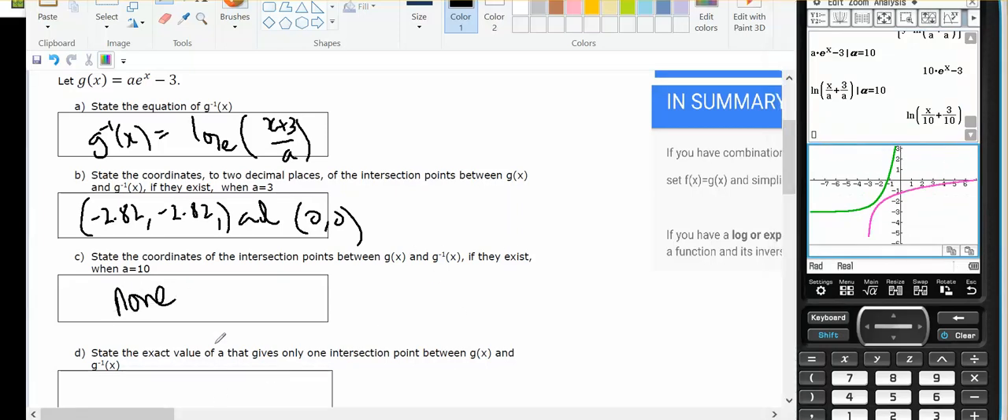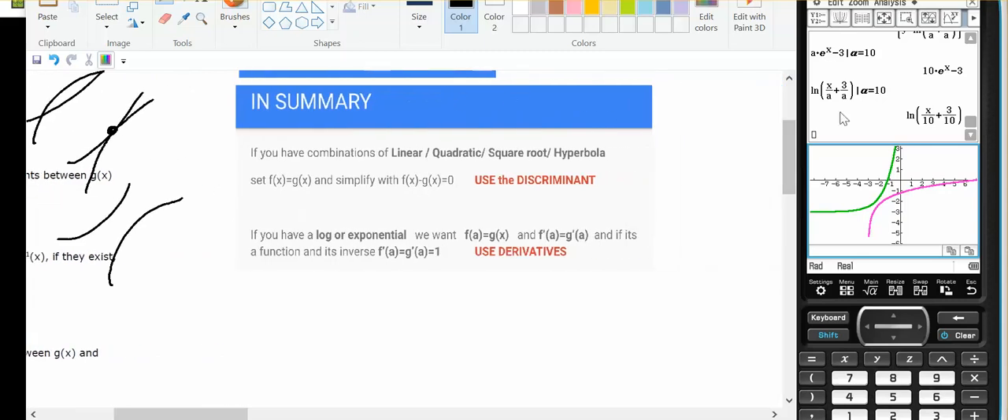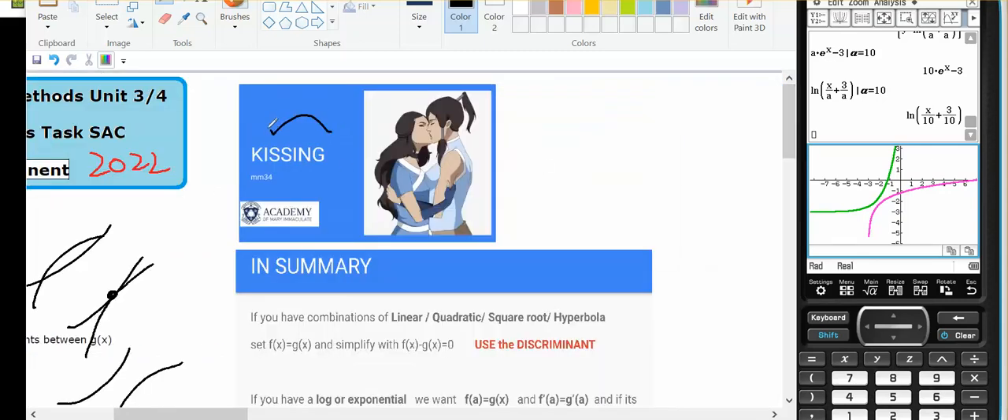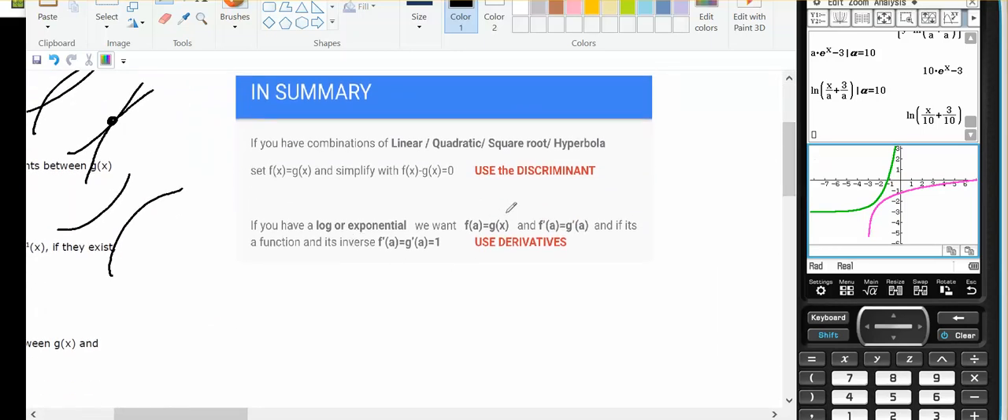So state the exact value of A that will give only one intersection point. So if at this one there are no intersection points, but on the previous one we had them intersecting twice, and then the next one they don't intersect at all, there must be a value of A where they just touch. And that's what this question is asking. Okay, from our notes, this refers to what we talked about as being kissing functions, where exponentials and logarithms just touch. And in our bound book, we should have these rules.